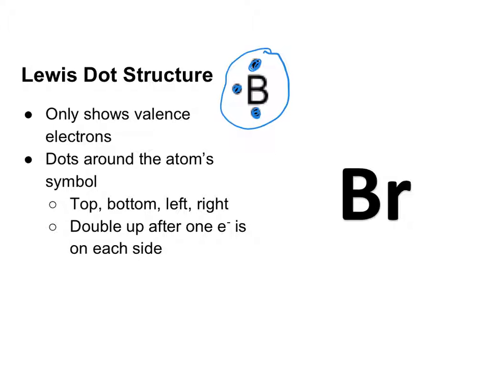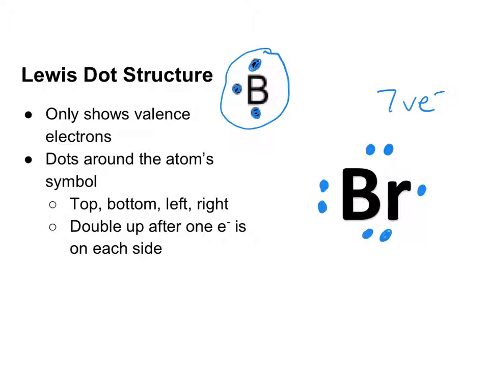I have the bromine symbol shown on the right. If I look at the periodic table, bromine is in the 7th column, so it's going to have 7 valence electrons. Okay, so I'm going to start placing them. I place my first one on the top, that's 1, second one on the bottom, that's 2, third one on the left, that's 3, fourth one on the right, then top, doubling up, bottom, and left. So there is bromine's Lewis dot structure.